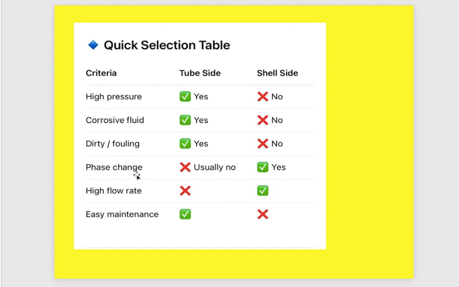If there is a phase change, what we mean by phase change? Evaporation, something like that. The liquid water evaporates and there is some vapor. So don't put it in the tube, put it easily in the shell side. High flow rate, we can easily put it in the shell side. Easy maintenance, you put this fluid inside the tube. So keep this table as a guide for you when you make the decision and the selection of choosing which fluid will be directed to tube or directed to shell.